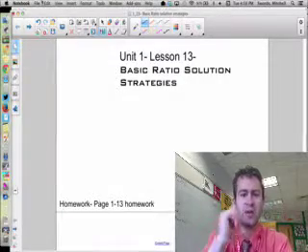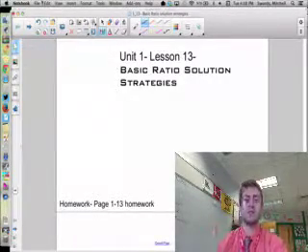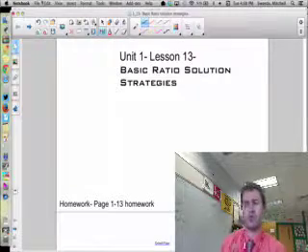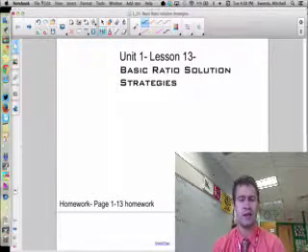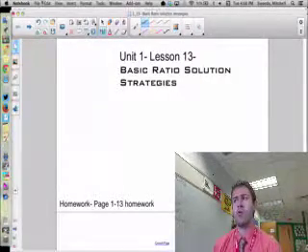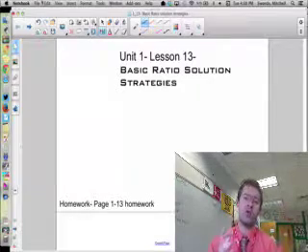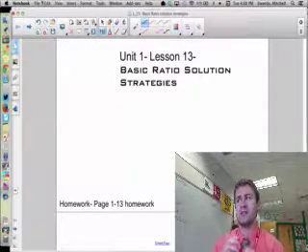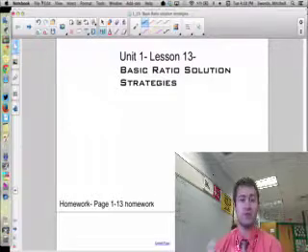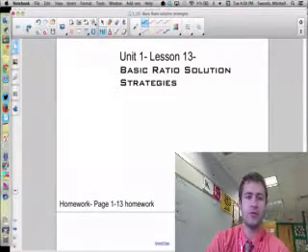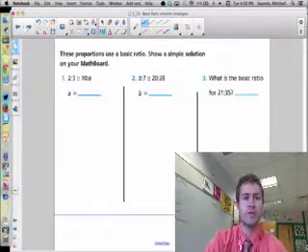Ladies and gentlemen, today we're going to be talking about Unit 1, Lesson 13. It's Basic Ratio Solution Strategies. What I mean by that is, if you're given a proportion, how do I get it to its basic ratio? Or using the basic ratio, how do I identify equivalent values in a proportion? So equivalent ratios with that. So that's what we're working on today.